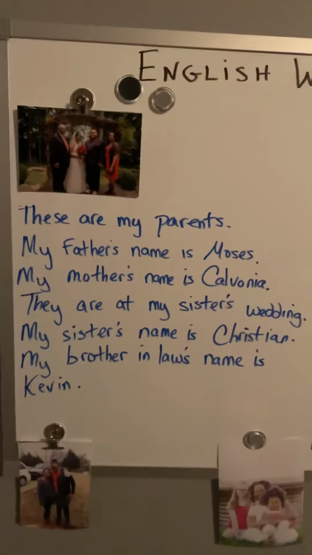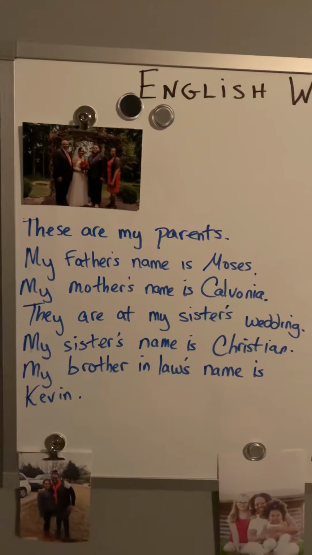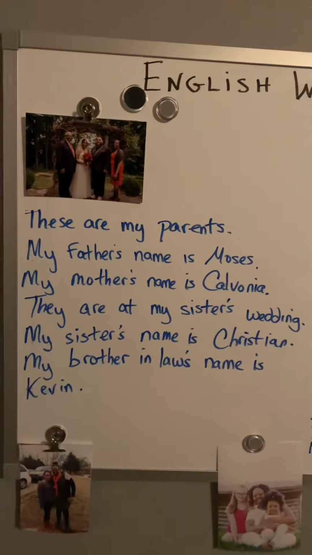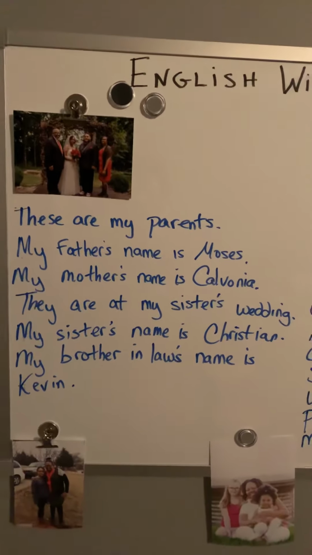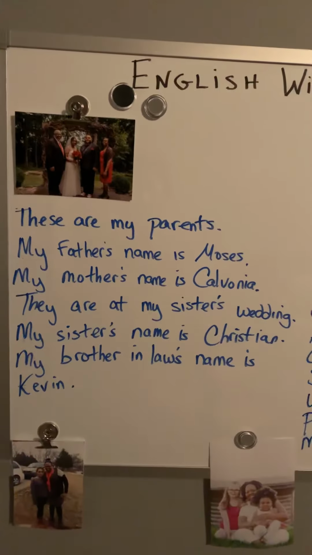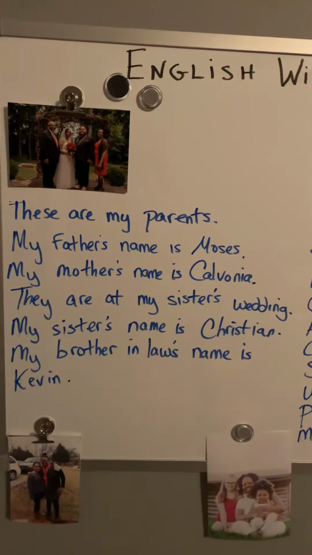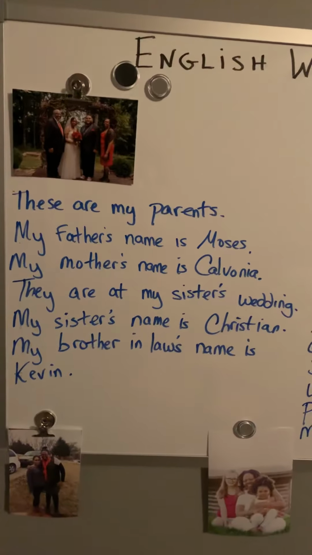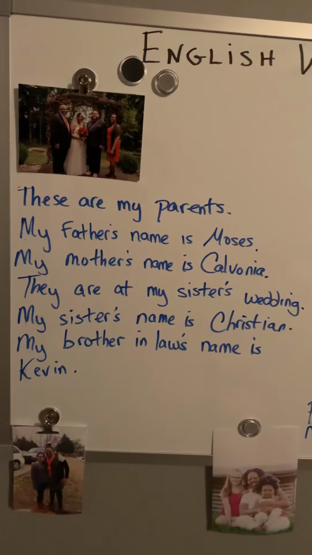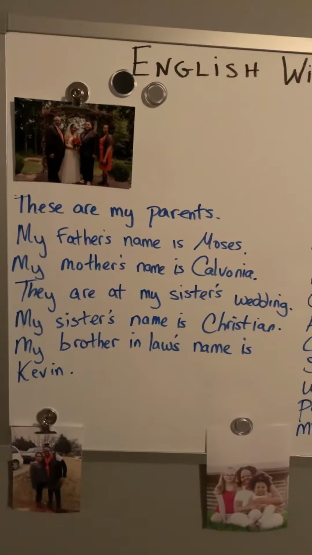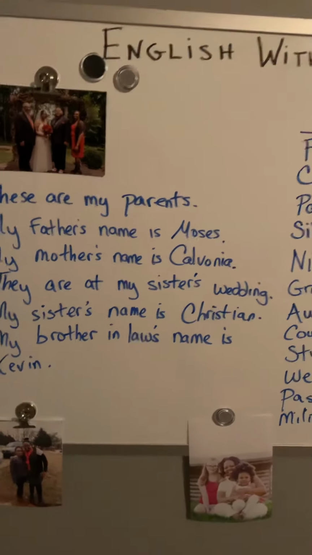Okay, so we have, these are my parents. My father's name is Moses. My mother's name is Calvania. They are at my sister's wedding. My sister's name is Christian. My brother-in-law's name is Kevin.